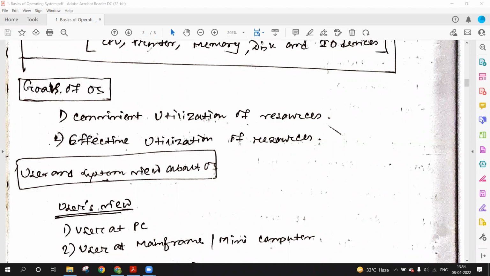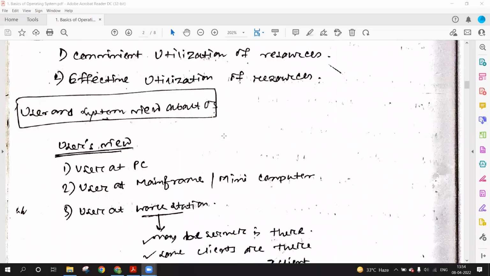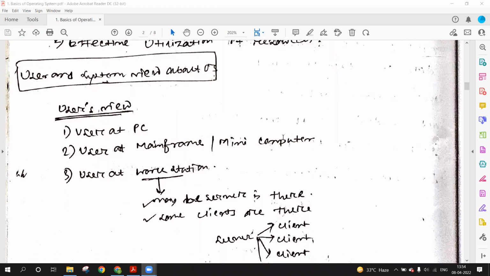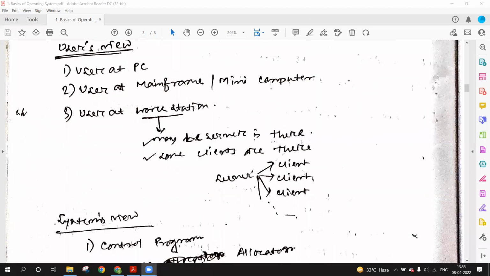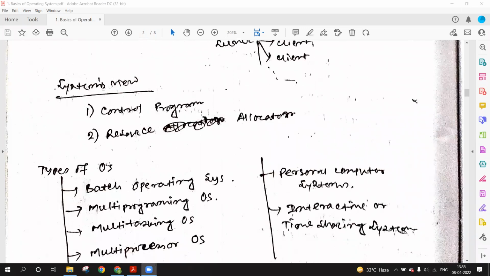Now the next part is the user view and system view of the operating system. Users view means user at a personal computer, user at a mainframe or mini computer, and user at a workstation. In a workstation, maybe a server is there and some clients are also there, so there is server-client or client-server architecture. One server, many clients you can see here. The next thing is system view. The system view's work is control program and resource allocation.